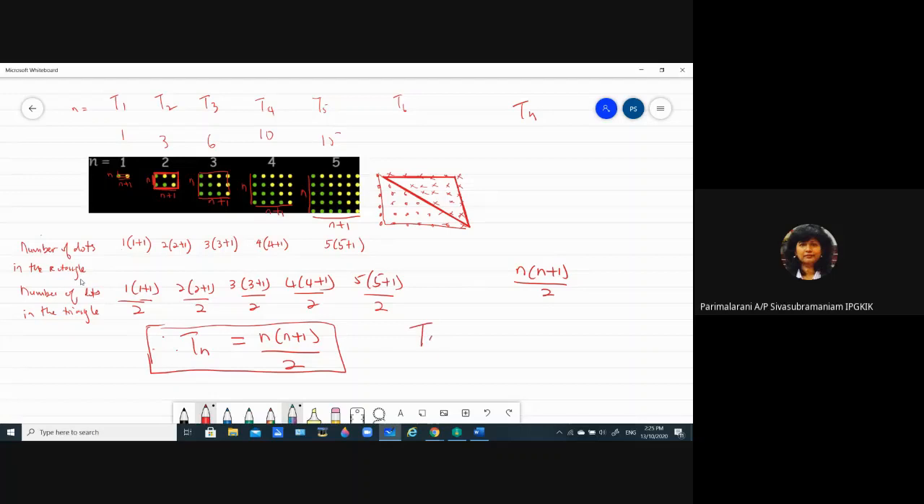Now, can you find the 60th triangular number? So it is how much?